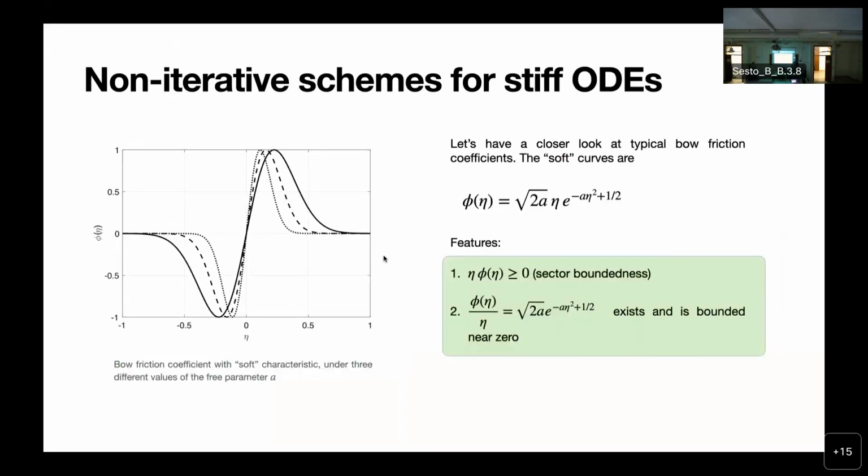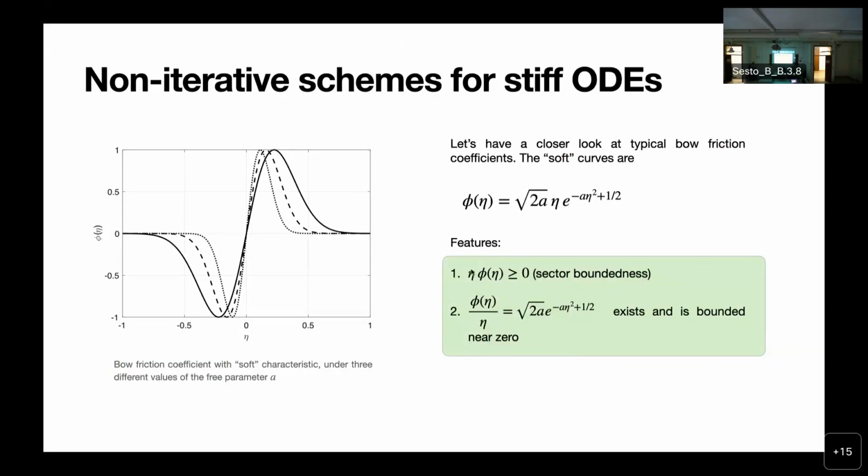Well, that's what I've been trying to do in the last couple of years. I've been developing a lot of schemes, trying to avoid Newton-Raphson entirely. And that's not an easy task in general, but luckily for the friction coefficients that we use for the bow, there is a second property that we haven't talked about yet.